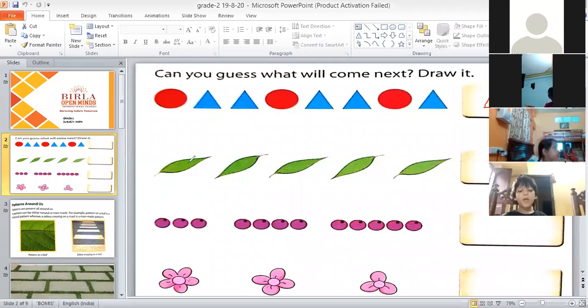Okay. So now next one, see, leaves are there, right? So you can see here how these leaves are kept. First leaf is like this, second downside, then again it's upside, then next one again downside, and the next one again upside. So now how should the next leaf be? Adya, you tell me how we will draw the next leaf.